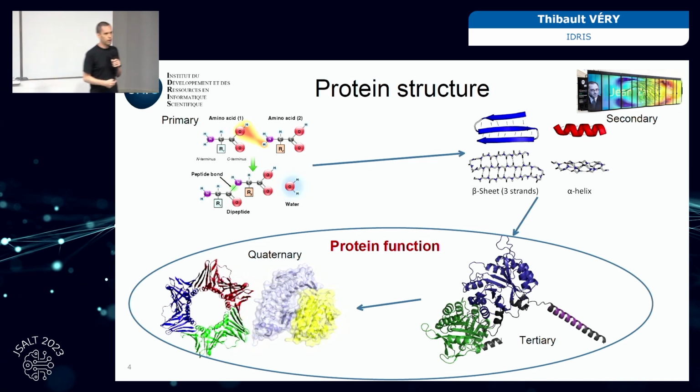But some proteins like to work together, and they combine into homomers, heteromers, or complexes. This is the quaternary structure, and it is also very important for the function. Okay, so that is what a protein is.